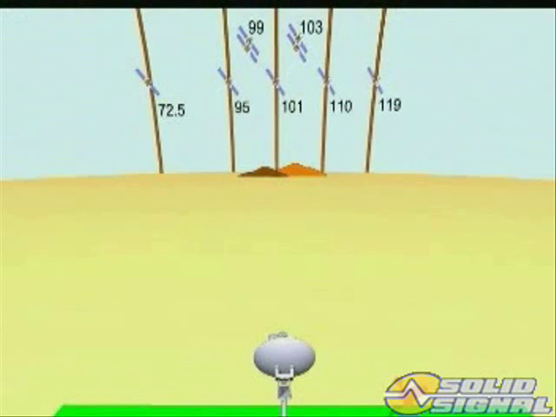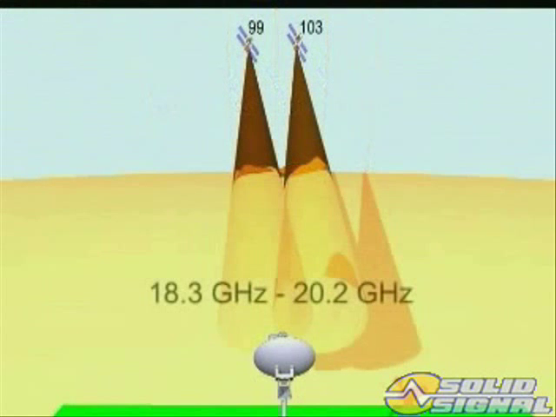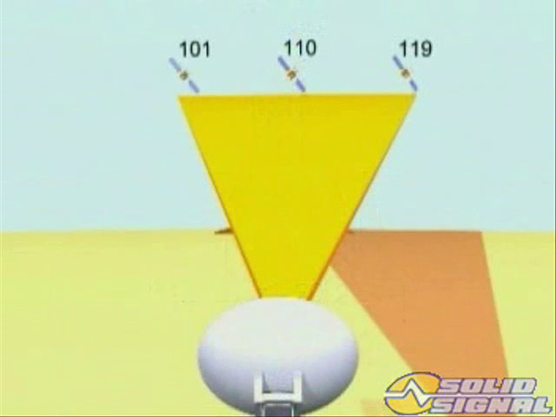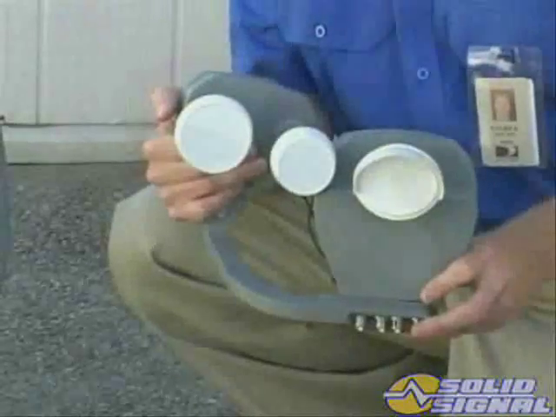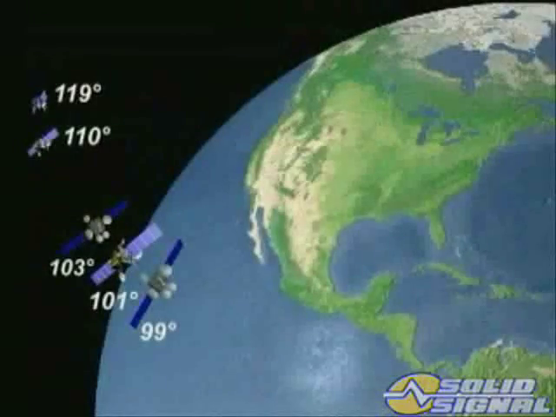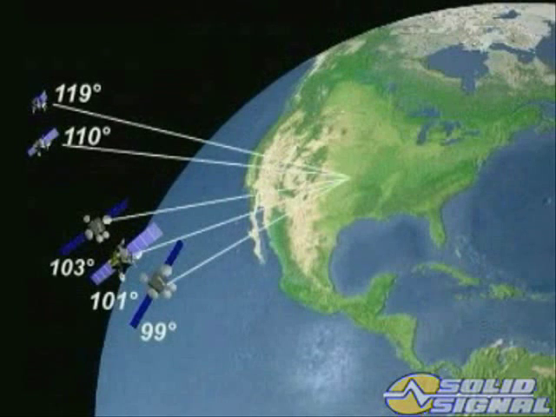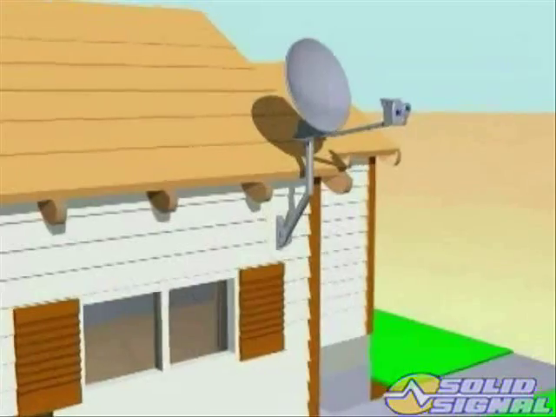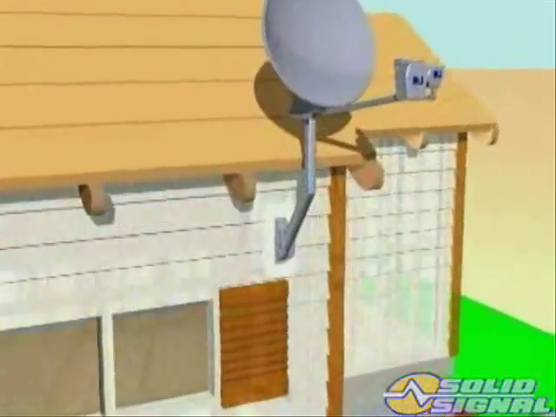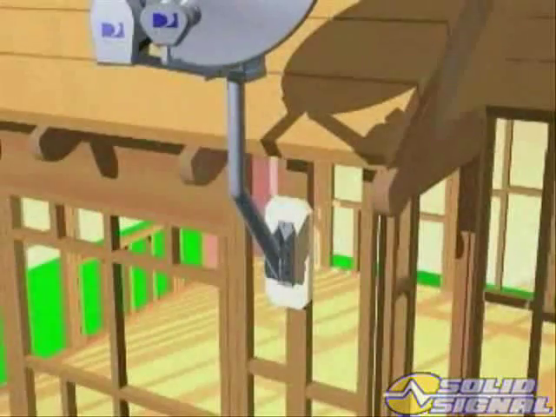The downlink frequencies of the Ka-band satellites are from 18.3 GHz to 20.2 GHz. The ODU has a wider viewing angle, multiple LNBs, and can receive signals simultaneously from satellites located from 99 degrees to 119 degrees. The ODU is slightly larger than the standard DIRECTV ODU, so the mounting location must be capable of supporting the heavier dish and the additional wind load associated with it.